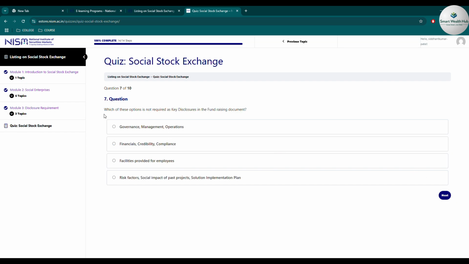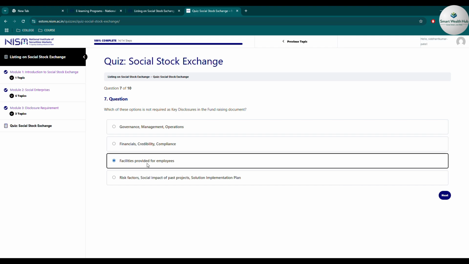Which of these options is not required as key disclosure in the fundraising document? Option A, governance, management and operations. Option B, financial credibility and compliances. Option C, facilities provided for employees. Option D, risk factors, social impact of past project, solution implementation plan. So the right answer is facilities provided for employees.